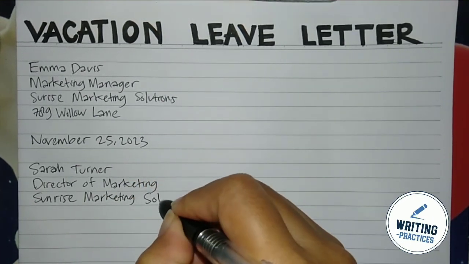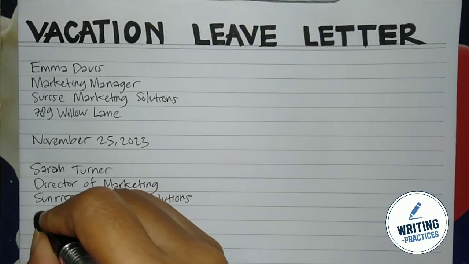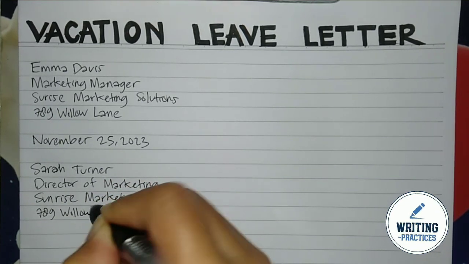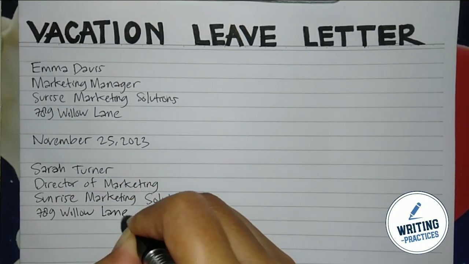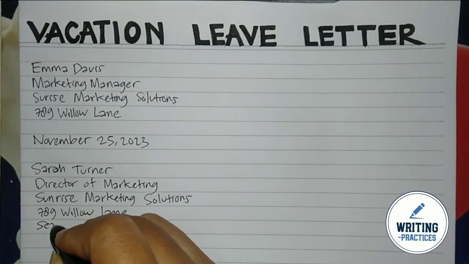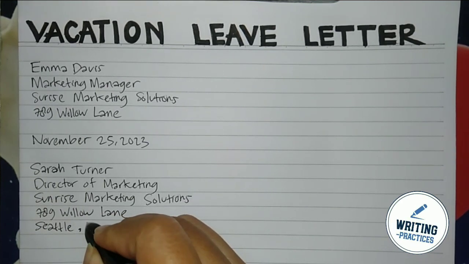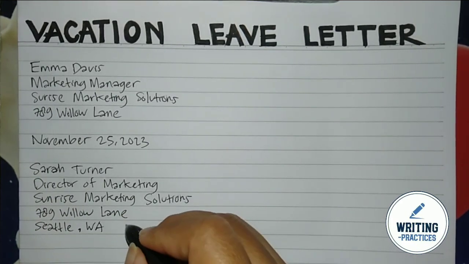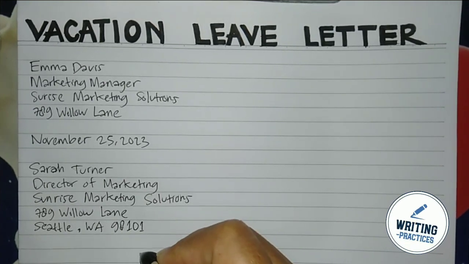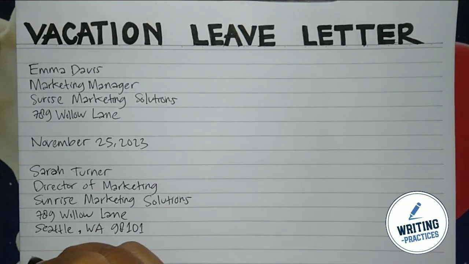And now, you need to write the information about the recipient. Yes, write their full name. Under it, write the job position or occupation in the company. In this example, the letter is addressed to Director of Marketing. And write also the name of the company. In this case is Sunrise Marketing Solutions. Under it, write the full address of the office or company. And once again, don't forget to include the number, street name, city, state, and zip code.